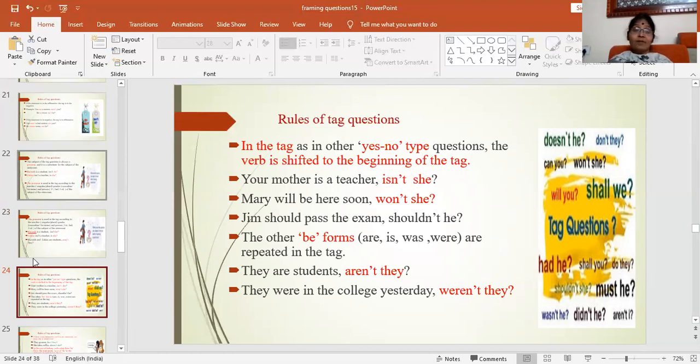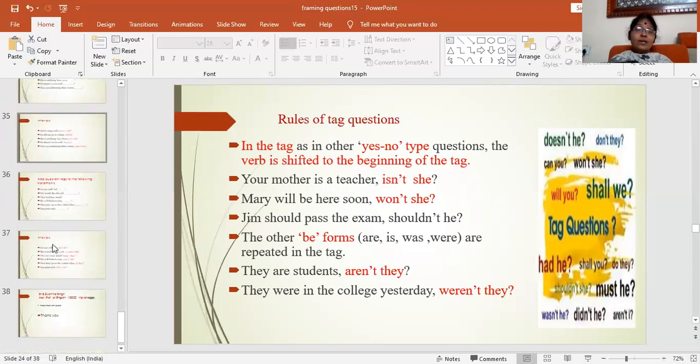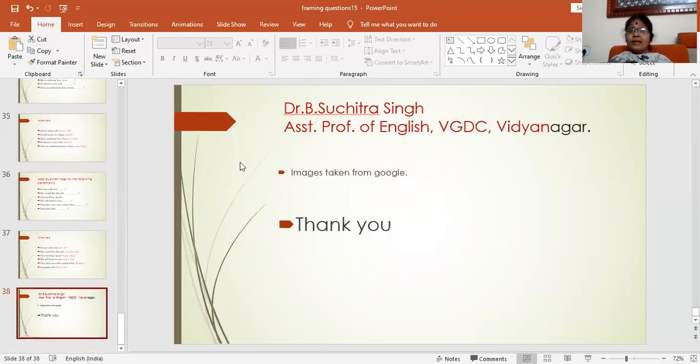I hope you all have understood. Try to do the other exercises that are there at the back of the textbook. And if you have any doubts, ask me.